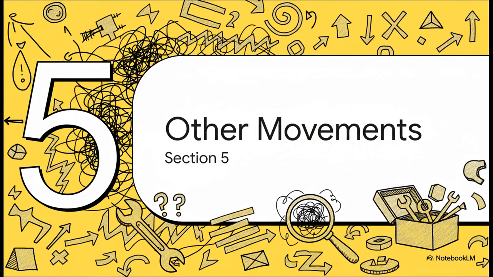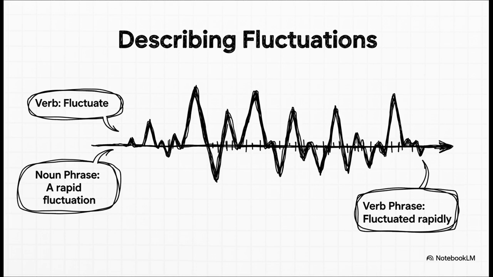Of course, data isn't always moving in a clean up or down line. Sometimes it's a little messy, and sometimes it doesn't really move at all. So let's add a few more specialized tools to our kit. When the data is just all over the place, bouncing up and down, the perfect word is fluctuate. As a verb, you could say, prices fluctuated rapidly. Or, using it as a noun, you could describe a rapid fluctuation in prices. This is the go-to term for any kind of unstable trend.